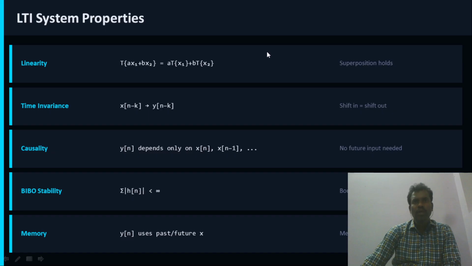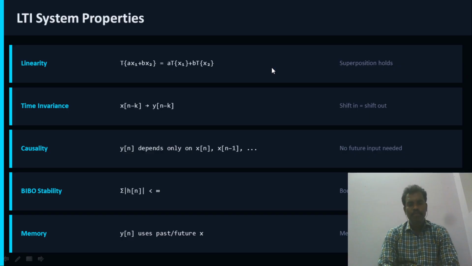So if you give x1 of n, it will generate x1 square. If you give x2 of n, the output is x2 square. If you give x1 plus x2, it will produce x1 plus x2 whole square. Whatever the input we apply, the total input will be squared. Then is it equal to the two responses, x1 square plus x2 square? No, x1 plus x2 whole square is not equal to x1 square plus x2 square. So it is non-linear. X square of n is a non-linear system.